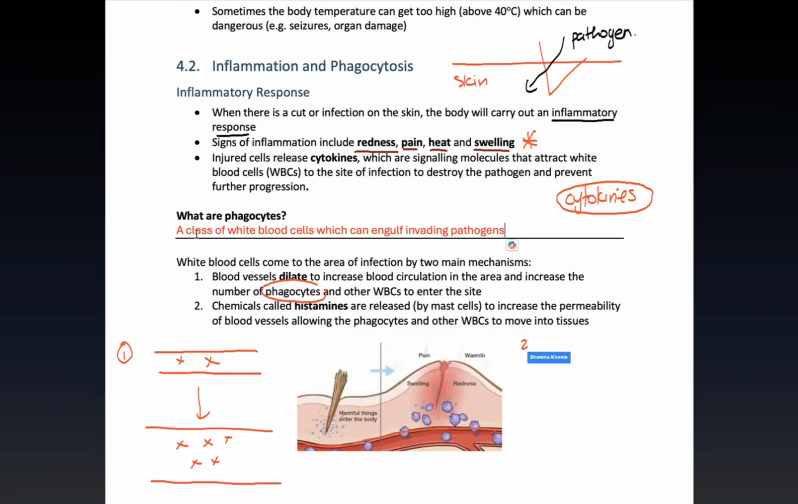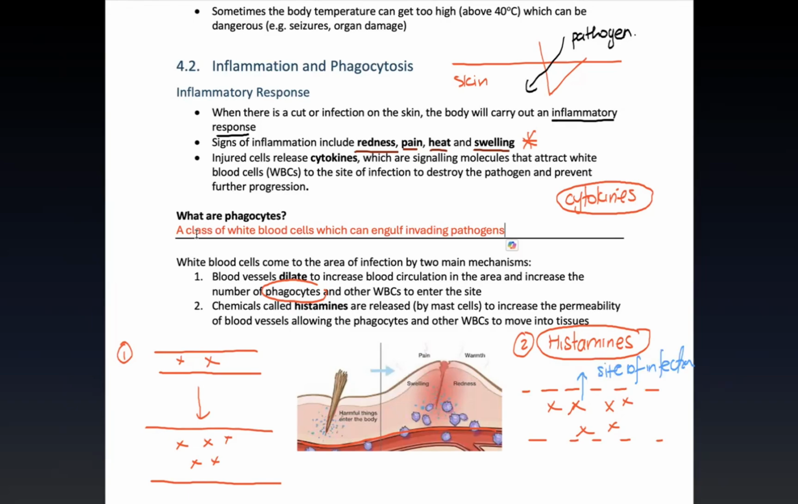And secondly, we have another chemical called histamines. Histamines, what they do is they will increase the permeability of the blood vessels so that phagocytes can actually exit and go to that site of infection. And then we can relate it to here, permeability. Permeability is like how easy is it for these to then exit the blood vessel. So if the vessel is more permeable, it's easier for them to get out to that site of infection.